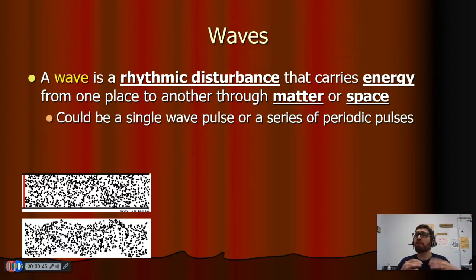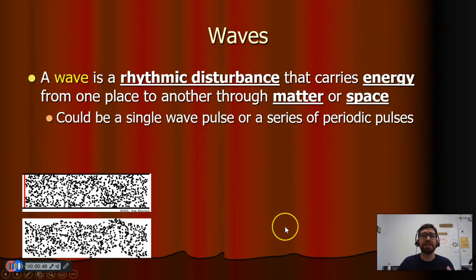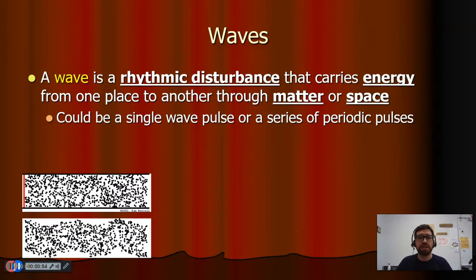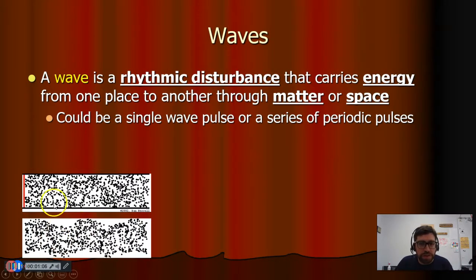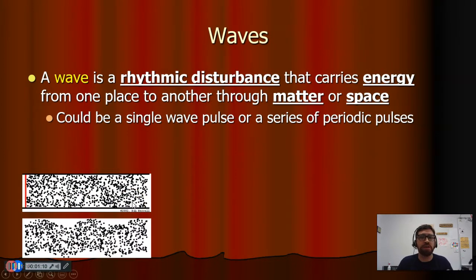Now, there's a couple of things I want you to understand about this definition. First of all, a wave could just be a single pulse. If you look at this picture on the top, there's simply a single wave pulse traveling through that medium, but the wave on the bottom is a different type of wave. There are multiple pulses. You can see multiple waves traveling across from left to right in that one. So this one is more rhythmic. This one is not quite as much. This is one wave at the top. This is multiple waves at the bottom.